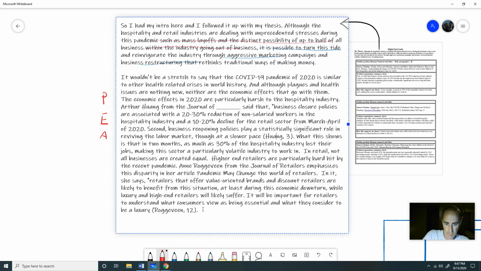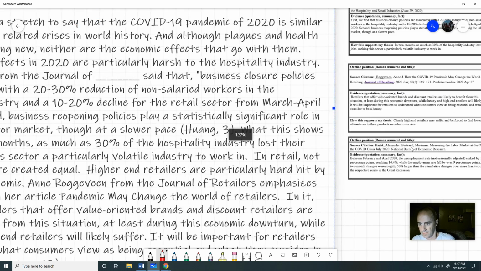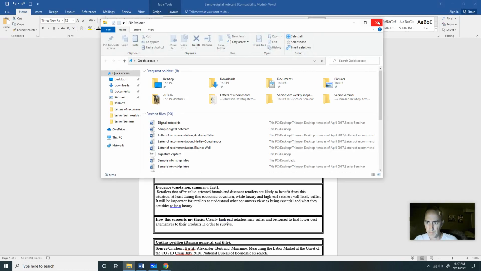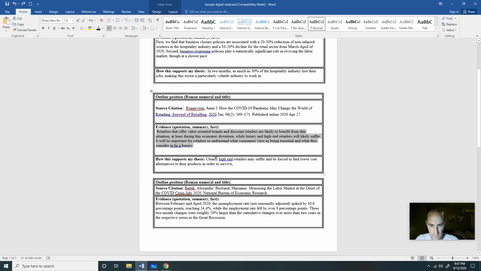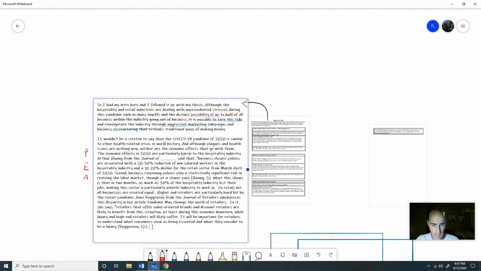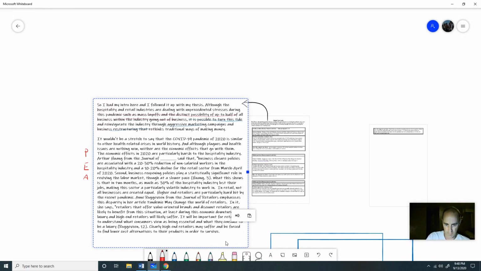Now I need analysis. Okay, so my analysis is this. I have to go to the actual site. Here's my analysis right here. Clearly, high-end retailers may suffer and be forced to find lower-cost alternatives to their products in order to survive. Okay? Have I made my case? The answer is probably not.